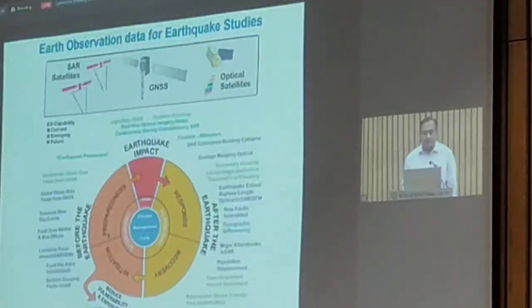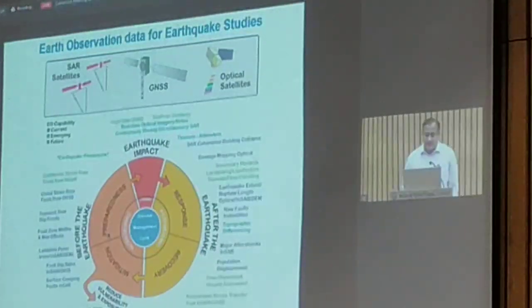But how has Earth observation data, or satellite data, been helping in earthquake studies? You have optical imaging satellites, which take pictures of Earth in the visible and infrared parts of the electromagnetic spectrum. We have very high resolution imaging capability today; I will show you some examples. We have synthetic aperture radars. The ability of radars is that they can see through clouds and work day and night, which is not possible with optical satellites. And you have navigation signals, which can also be used for what we call space geodesy.